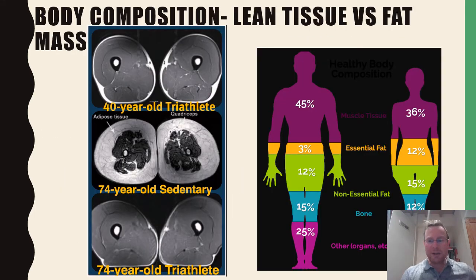So that concept of fat versus fat-free mass is shown nicely on these two pictures. On the left-hand side, I've got a 40-year-old triathlete. Now, this is someone's thigh. They've cut in the middle of the thigh, or a scan across the middle of a thigh, looking top down. And what you can see here, in this top picture, I'm just colouring it in yellow, is all muscle. So this is nice thick muscle.